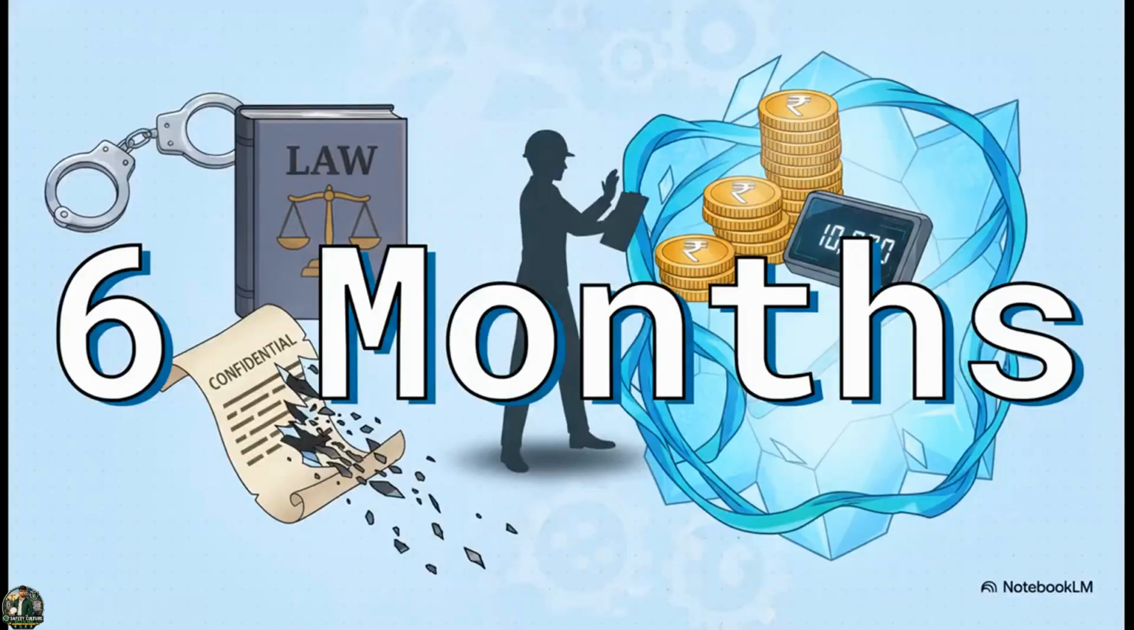And the penalty for these? Both obstructing an inspector's vital work or leaking confidential analysis results carry a punishment of up to 6 months in prison or a fine of up to 10,000 rupees or both. The law rigorously protects the truthful flow of information.